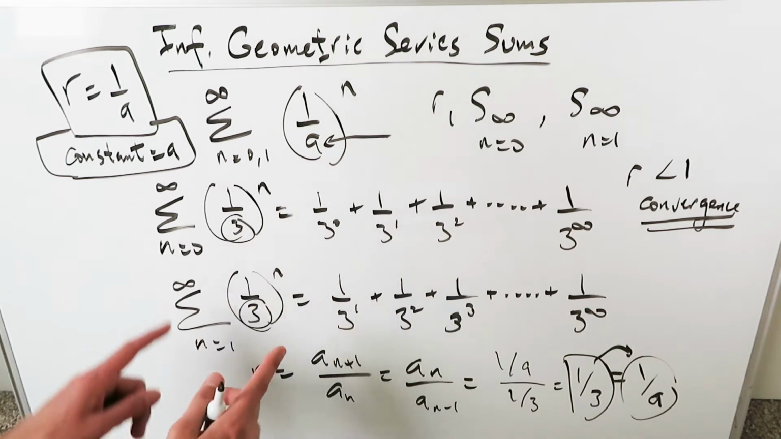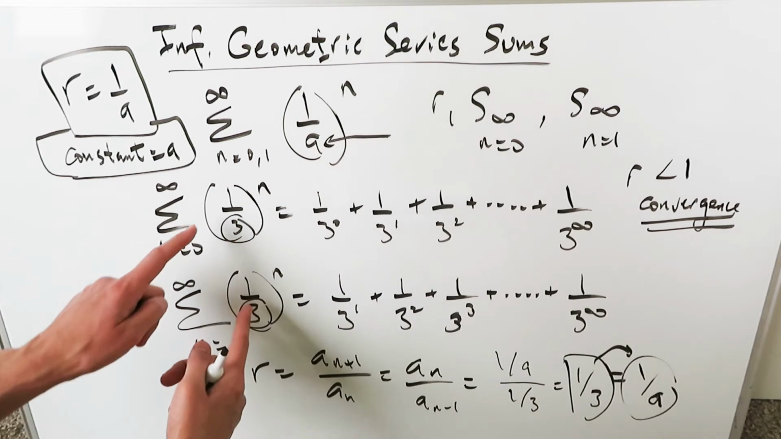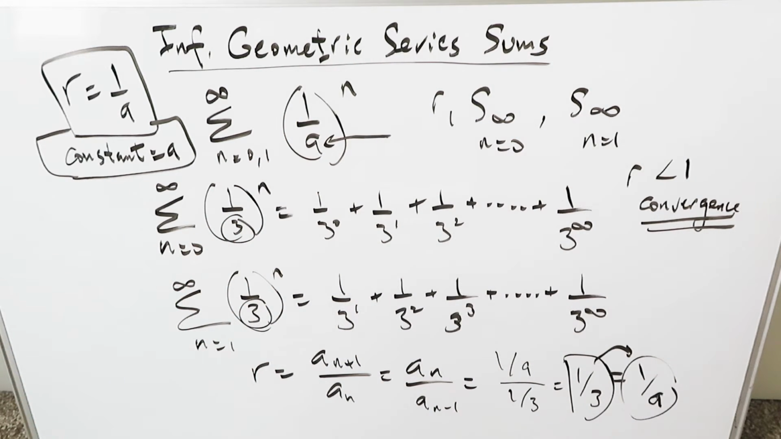Here you're clearly looking, always just look right here at the very beginning at your rule. It's a 1 over a, it's a 1 over 3. Is 1 over 3 visually less than 1? Of course it is.